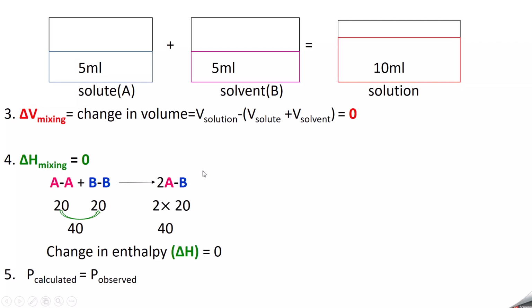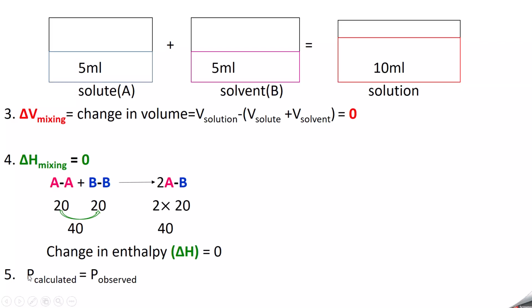But to form AB, energy should be liberated, because during bond formation, energy is liberated. During the breaking of a bond, energy should be supplied to break the bond, but on formation of a bond, energy is liberated. So to form 1 AB, 20 energy is liberated. To form 2 AB, 2 into 20, that is 40 energy is liberated. So when you find the change in enthalpy, 40 minus 20 plus 20, that is 40 minus 40, is equal to 0. So delta H, the enthalpy change on mixing, should be equal to 0. Then the solution is taken as an ideal solution.